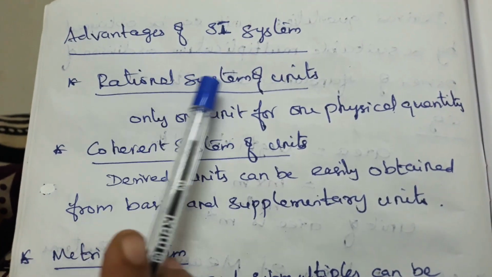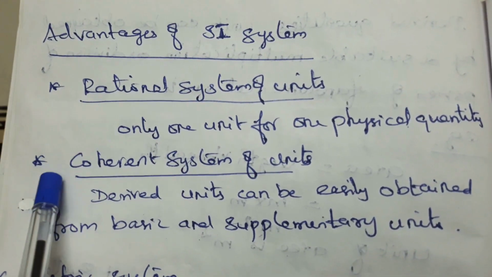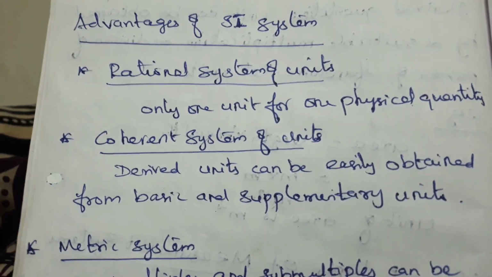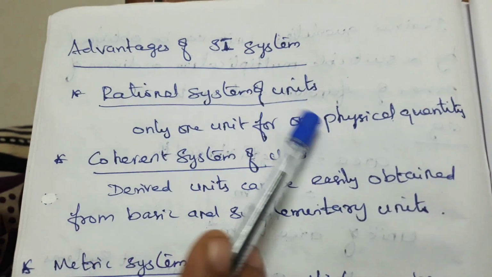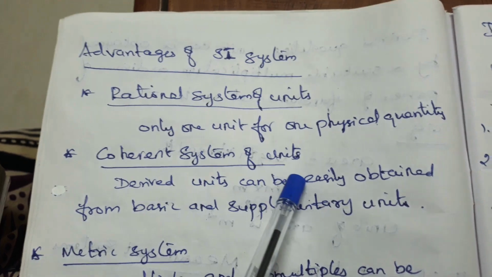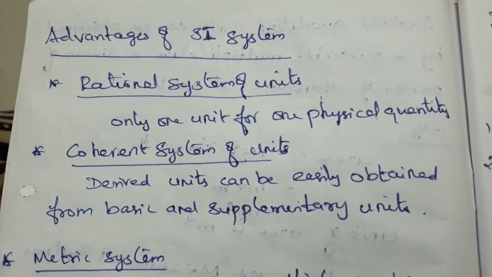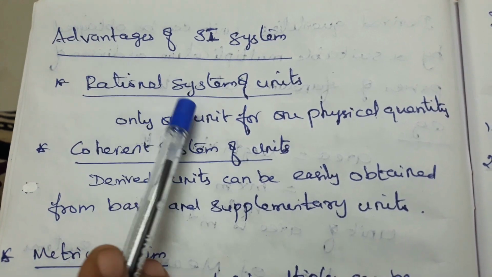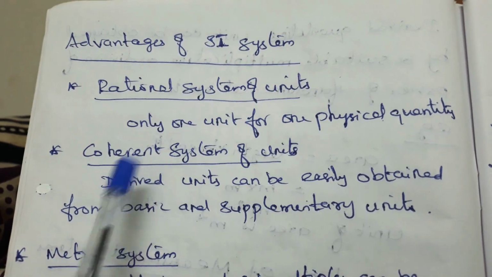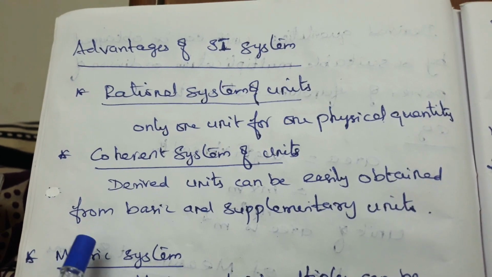What are the advantages of the SI system? Let us see. There are three main advantages. It is a rational system of units. It is a coherent system of units. It is a metric system of units.